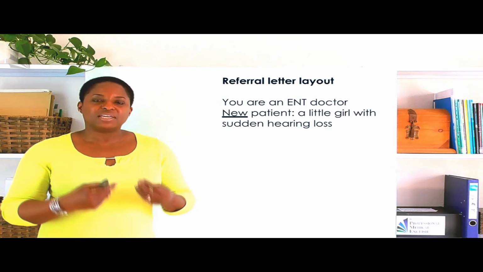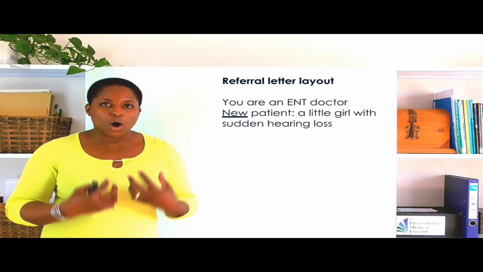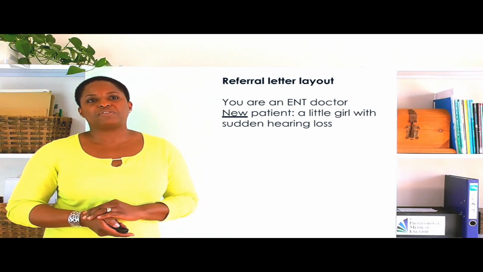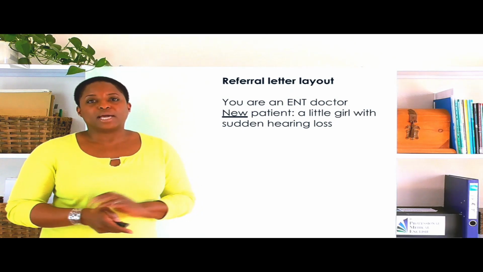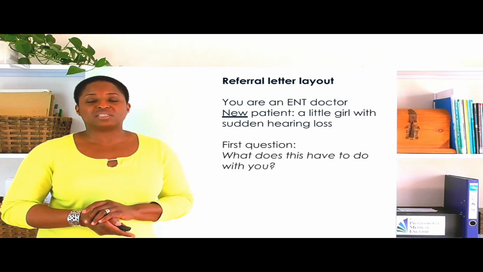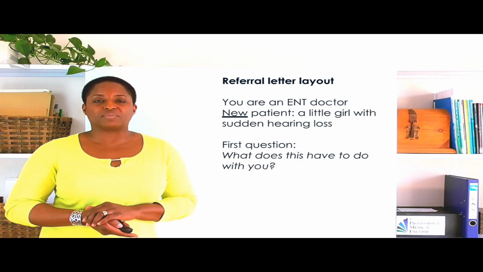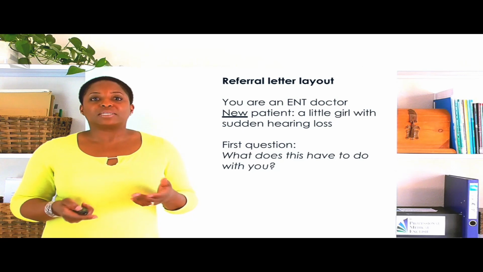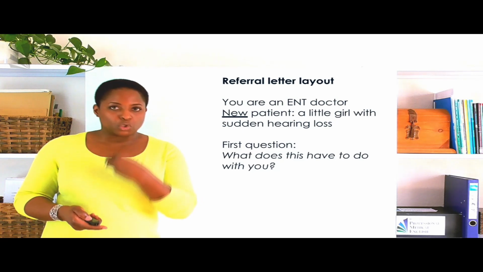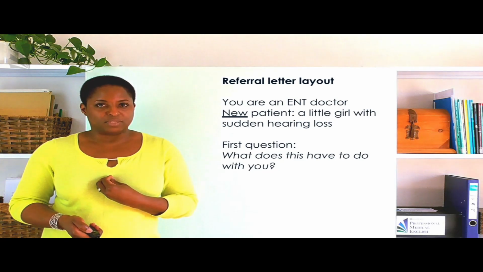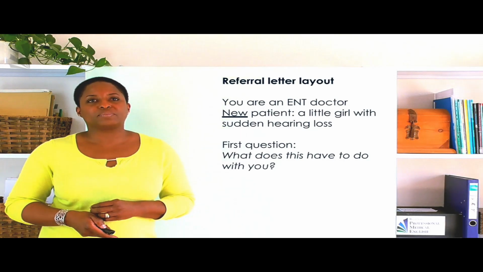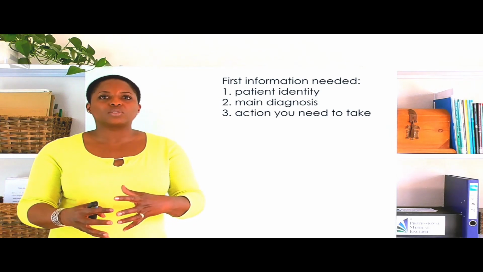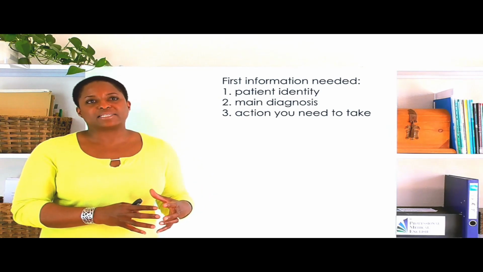So now, of the information you need, what order or how would you like this information to be fed to you? Logically, as you start to read, your first question is, what does this patient have to do with me? Sounds rather self-centered, I know, but naturally you want to know which of your specific services this patient needs and why. So ideally you get this information first: patient identity, relevant diagnosis, and the steps you're being asked to take.